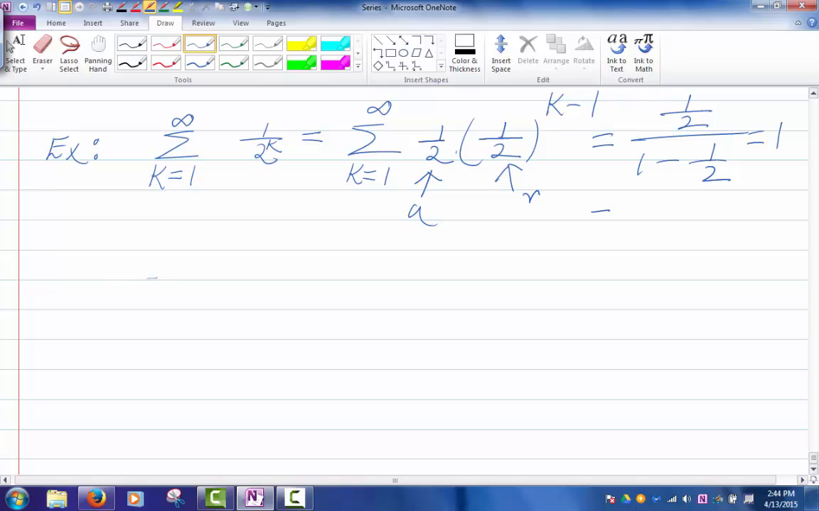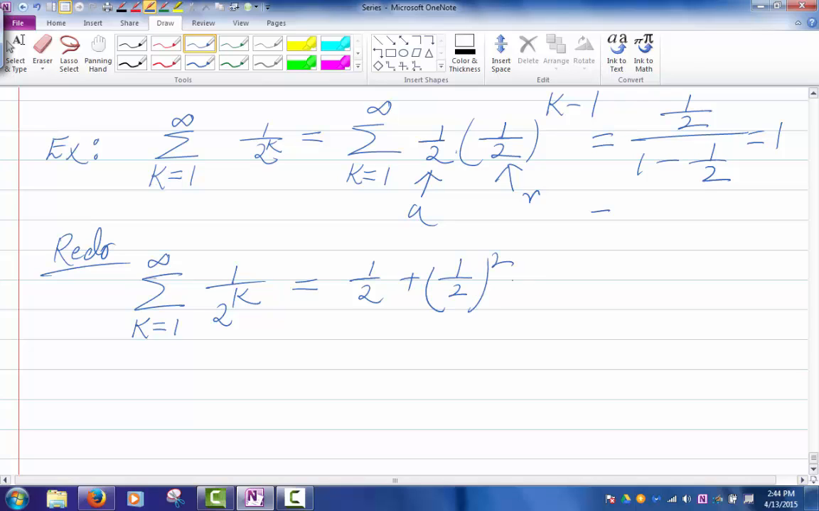Now, let's think about what the series is. Let's redo it. I just want to make sure you understand what's going on here. Redo it, just write down the terms. The terms are half plus half squared plus, you agree, half cubed plus half to the 4 plus dot dot dot, right? You agree?